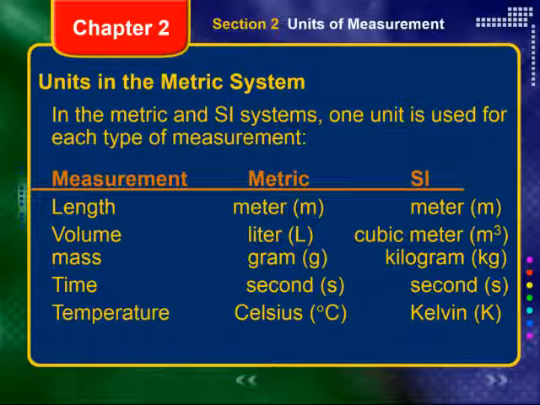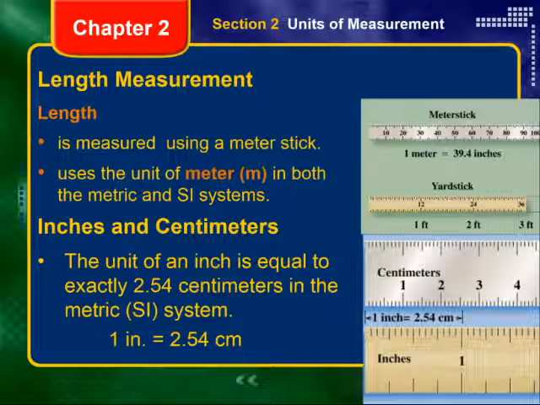For mass, the metric uses grams. The SI base unit for mass is kilograms. Both systems use seconds for time. Metric system uses degrees Celsius for temperature, whereas the SI system uses Kelvin. So looking at length. Length is measured using, for example, a meter stick. It uses the unit meter in both the metric and SI systems. Now, for future reference, we will be using the SI system in general for the rest of this course, but it is nice to be familiar with the metric system as well.